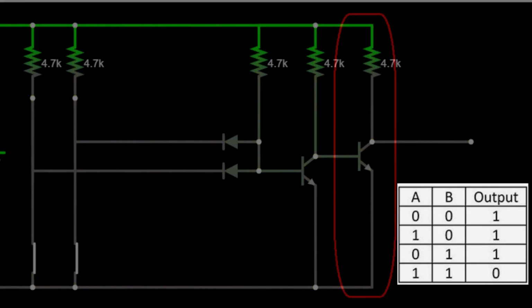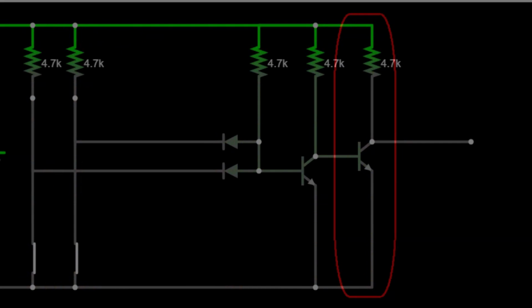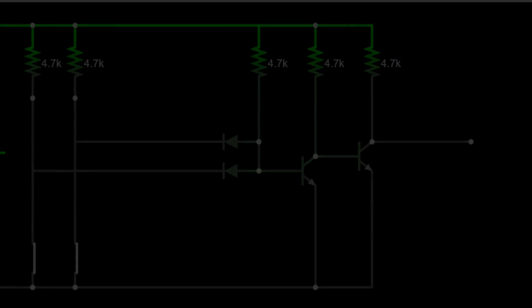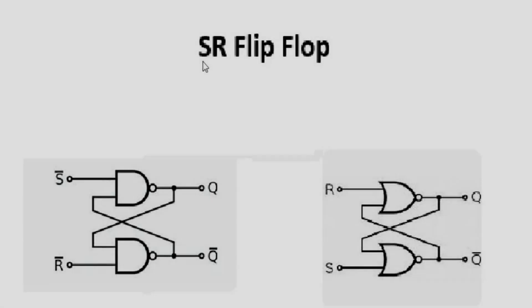So from here, we have basically covered all of the main building blocks: OR gates, NOR gates, AND gates, NAND gates, and inverters. So next, we'll be moving on to slightly more complicated circuits. We're going to start with a set-reset flip-flop circuit. This involves either two NAND gates or two NOR gates.